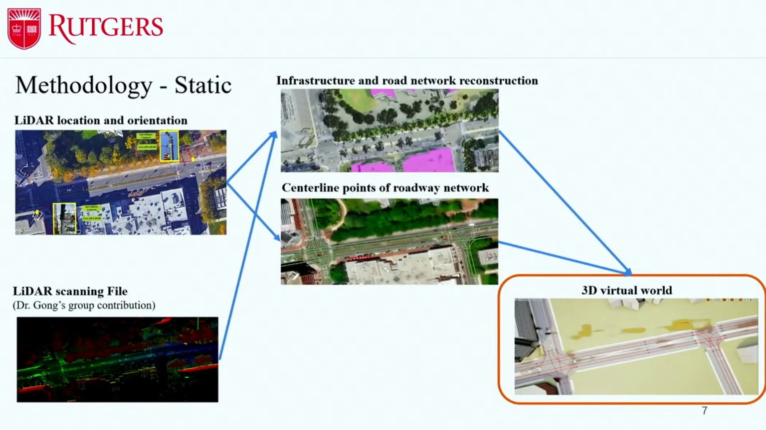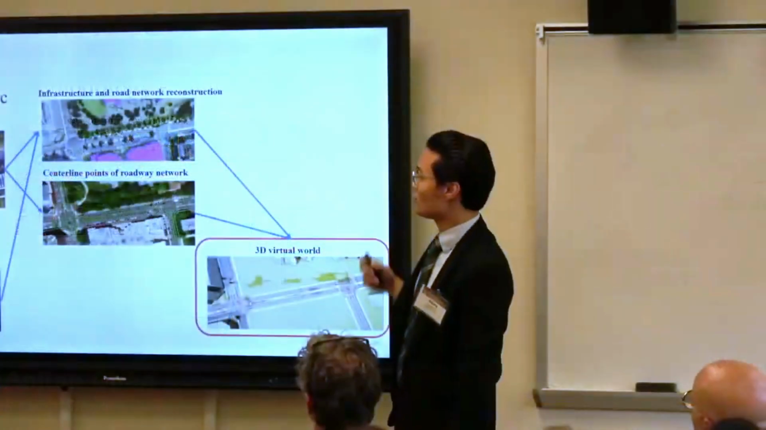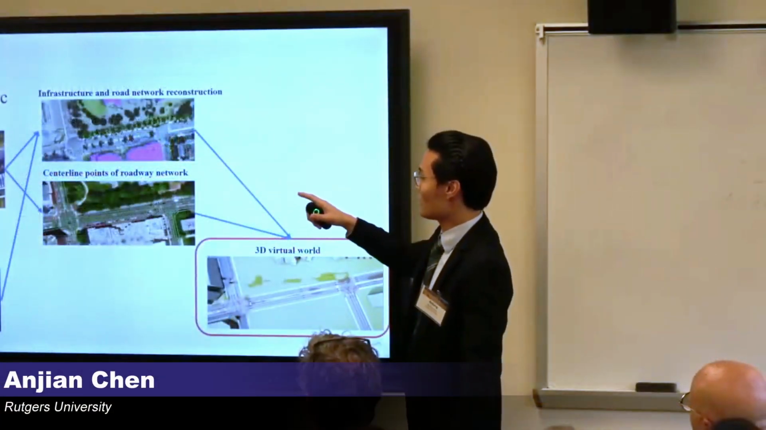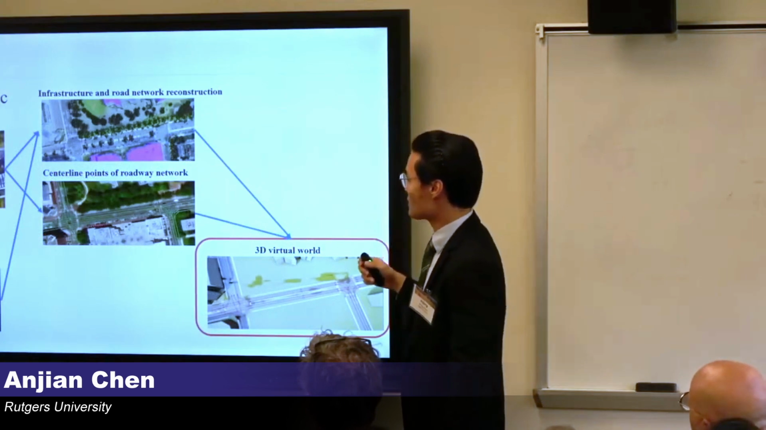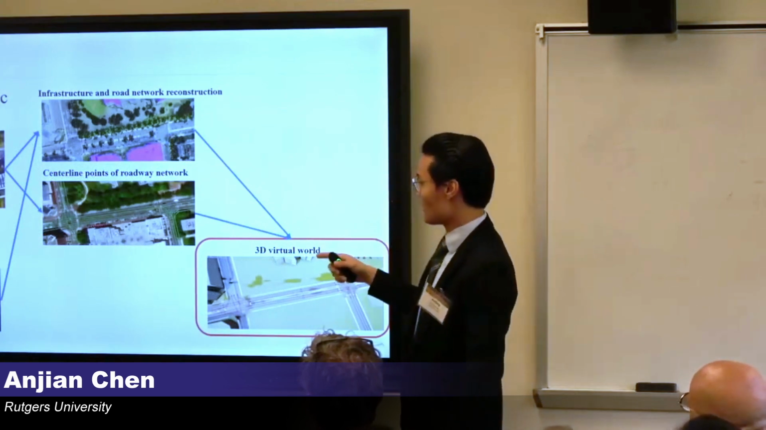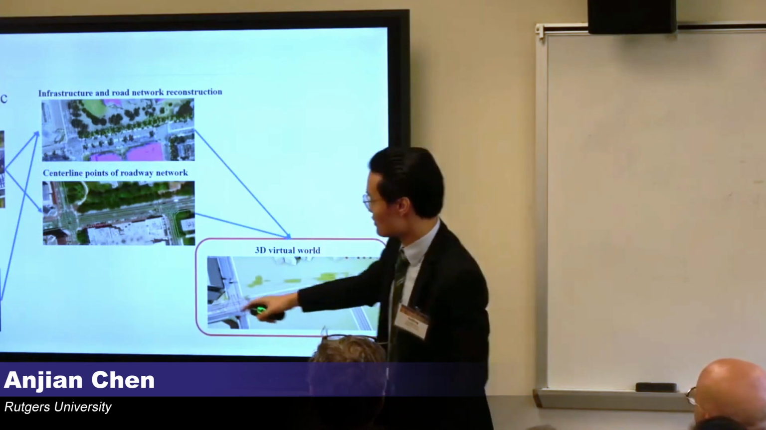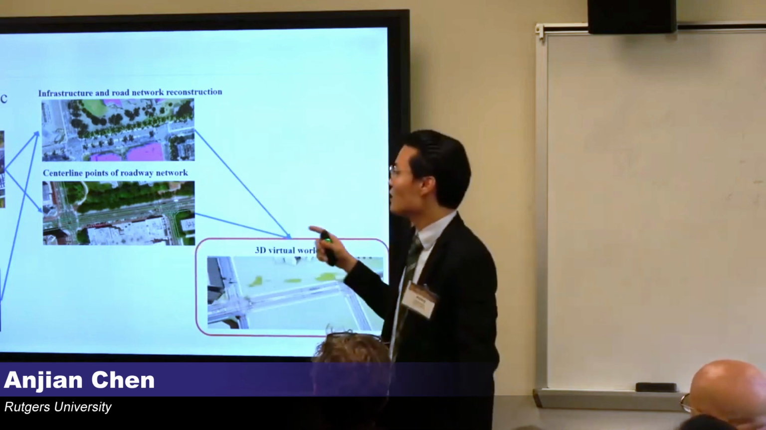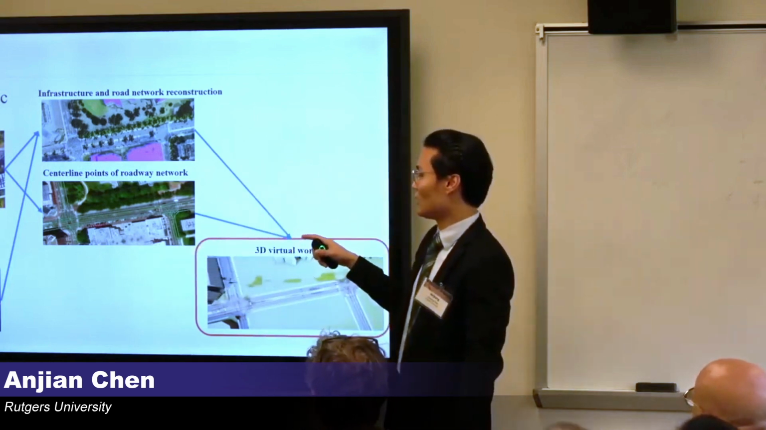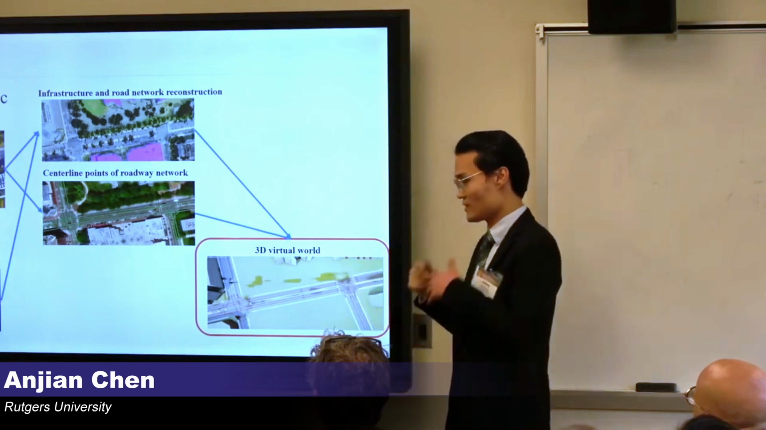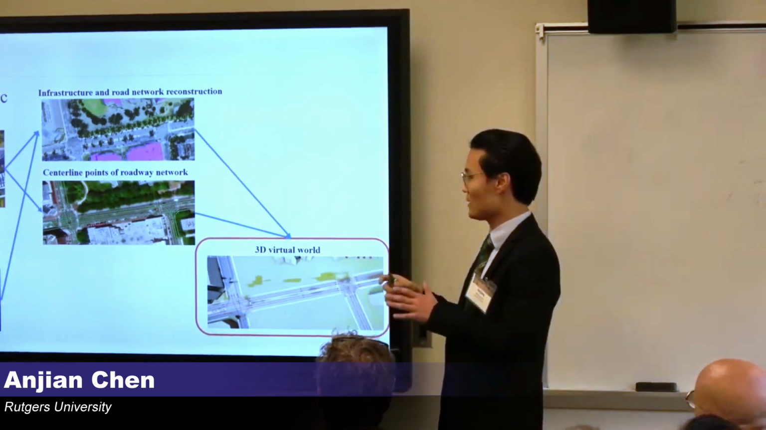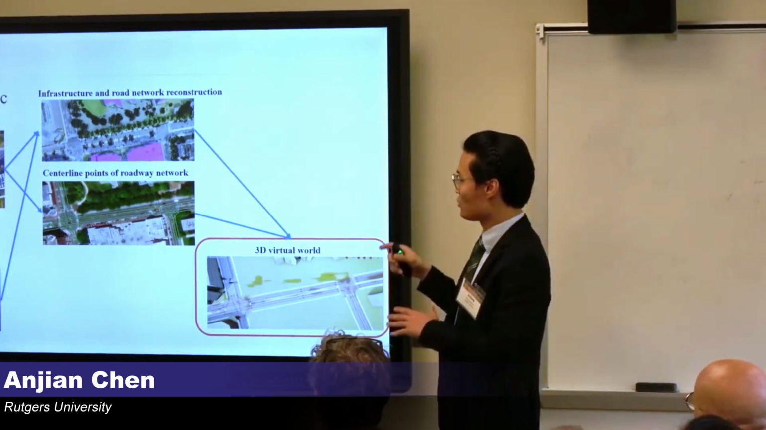The first part is what I'm doing for our 3D virtual world. Firstly, I got the LiDAR location and orientation at two adjacent intersections in the New Brunswick area: the Albany and George intersection and the Albany and Nelson intersection. I also got some LiDAR scanning files. Sorry, it's a little bit dark, but they were collected using mobile LiDARs mounted on vehicles, scanning all the streets, plants, and road networks for these two intersections.